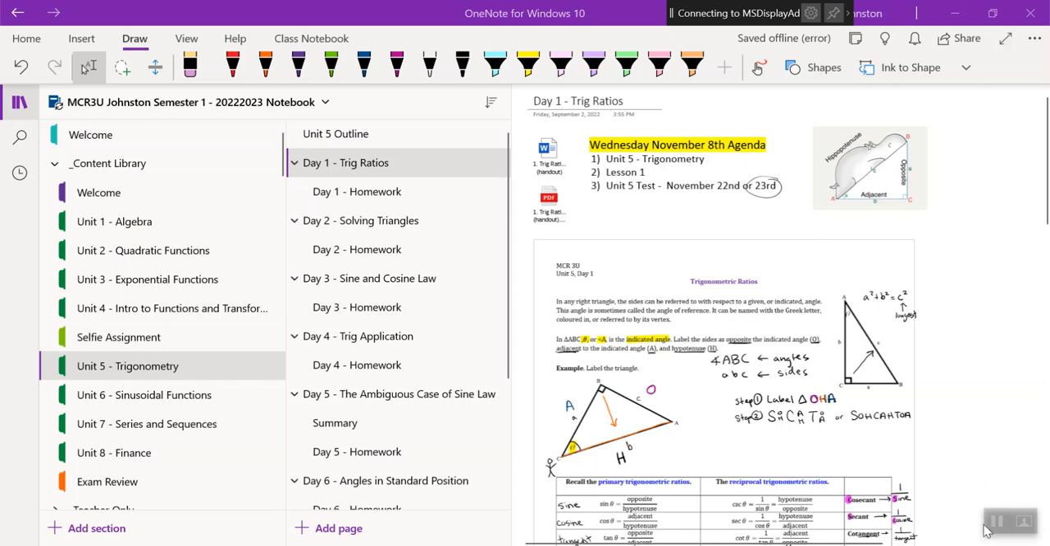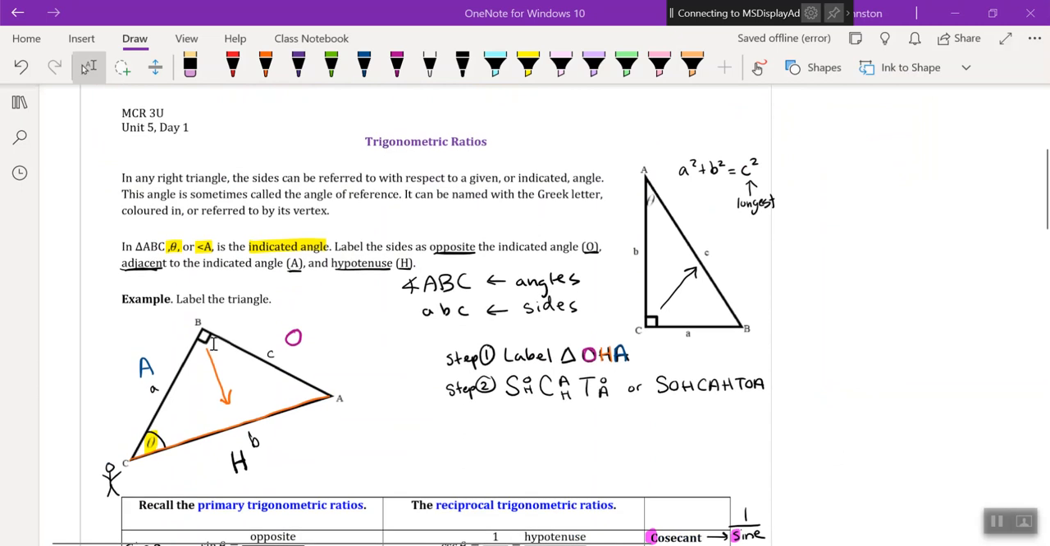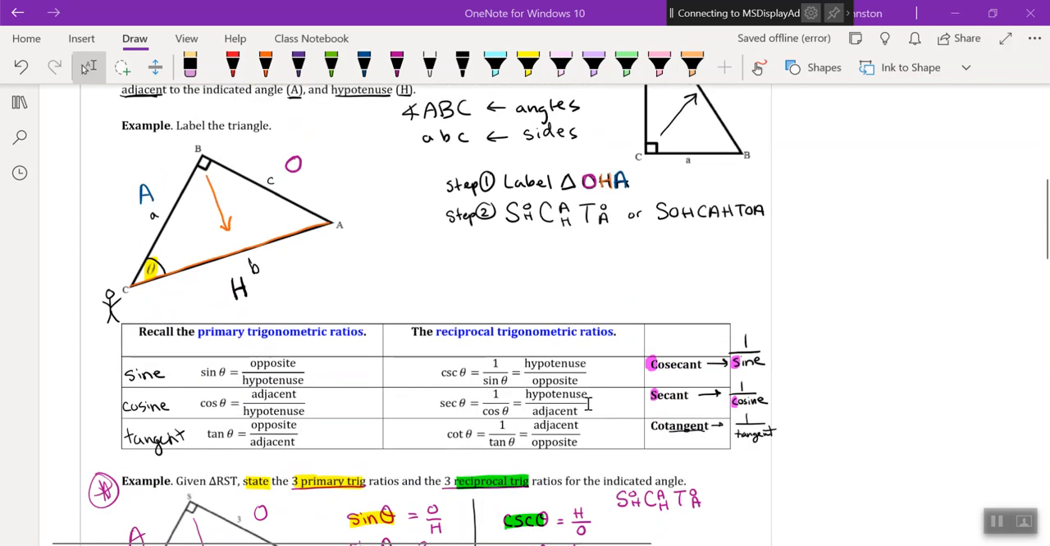Alright, this is video 5. Alright, and here we go. So we're looking at trigonometric ratios. And here the main thing is to find your indicated angle, label it O, H, and A, and figure out if you're using sine, cosine, or tan.